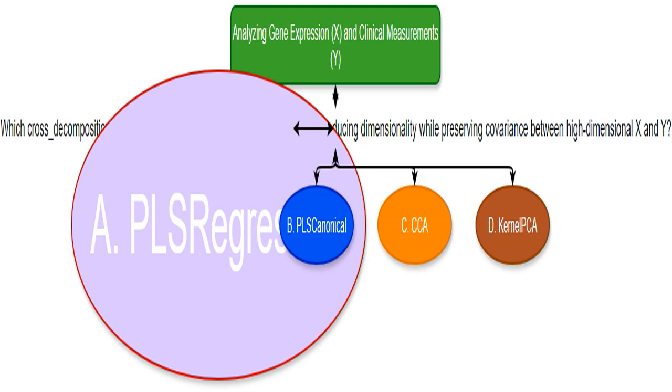I needed to find the relationship between these two datasets and simplify them into lower dimensions while maintaining the strongest possible connection between them. This means finding the method that best preserves the covariance, the measure of how much the two datasets change together. PLS regression, partial least squares regression, is a good choice here. I can use it to find linear relationships between gene expression and clinical measurements, aiming to predict one from the other while maximizing covariance. It's designed to work well with high-dimensional data and excels at extracting relevant information.